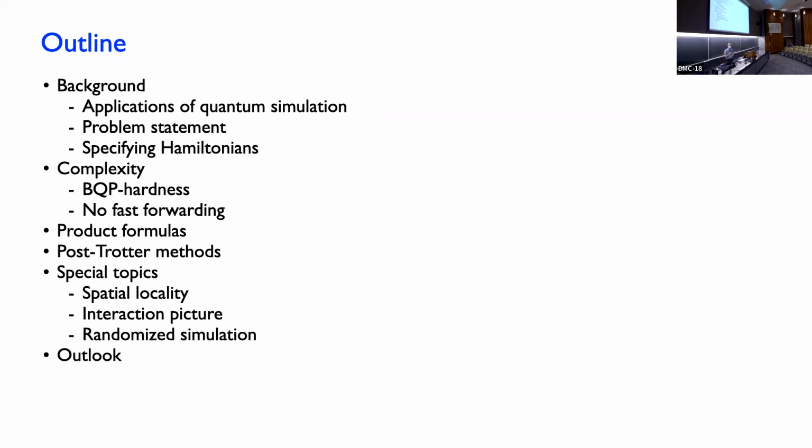And then, time permitting, at the end, I would like to talk a little bit about some special topics related to quantum simulation, having to do with simulating systems with spatial locality, this idea of a simulation based on the interaction picture, and some simulation algorithms that make use of randomness. So those are the things that I would like to cover.